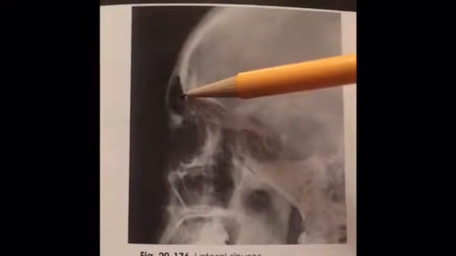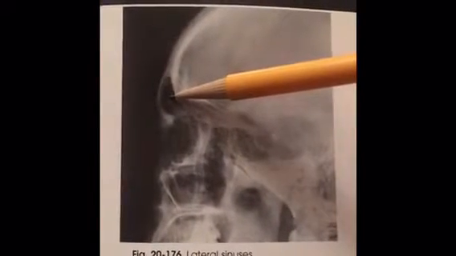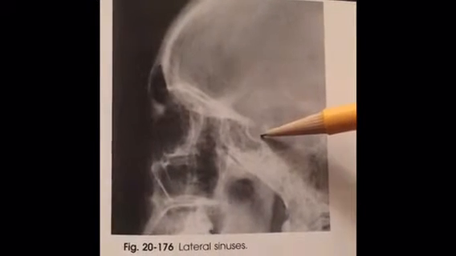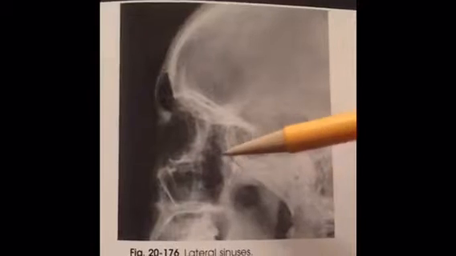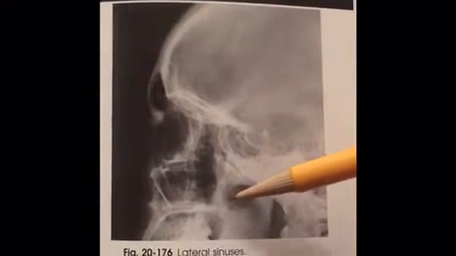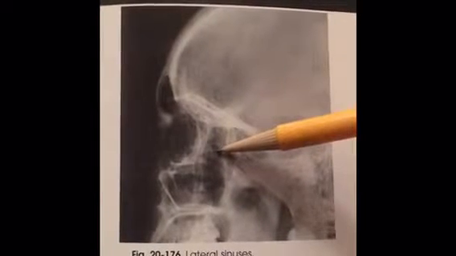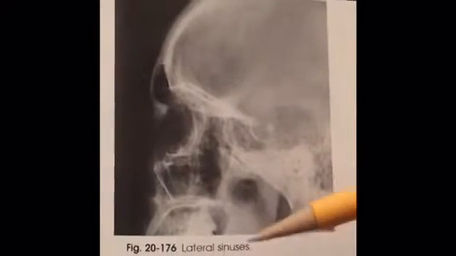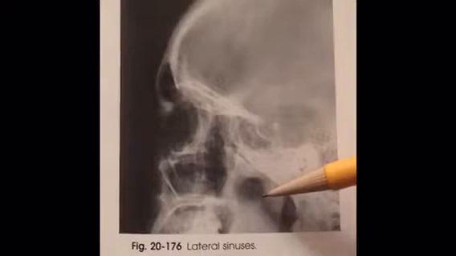And some of the structures that you're going to see are the frontal sinus, you're going to see the sella turcica, you're also going to have the ethmoid sinuses here and here, and then you will have the maxillary sinuses.